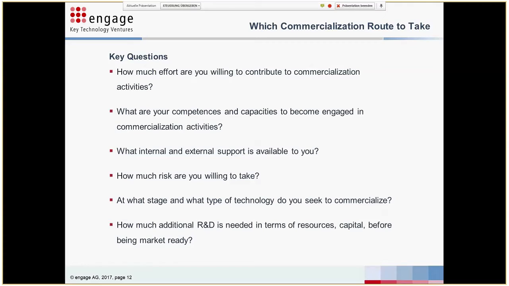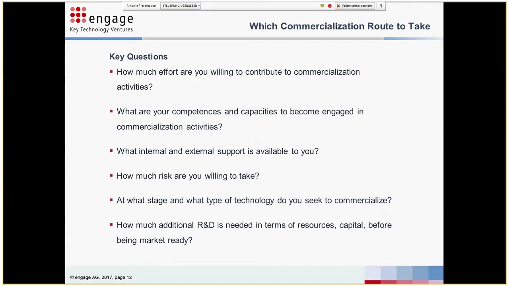Or are you willing to take a credit, a loan from the bank, in order to commercialize your idea? Or would you really want to do this? And of course, you should get a realistic picture of what stage you're actually at with your technology. And this is something scientists typically overestimate. They think their technology is much farther than someone from the industry would tell them.